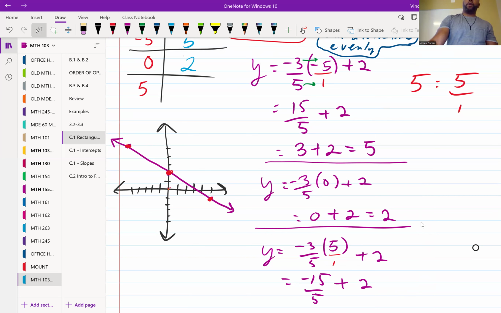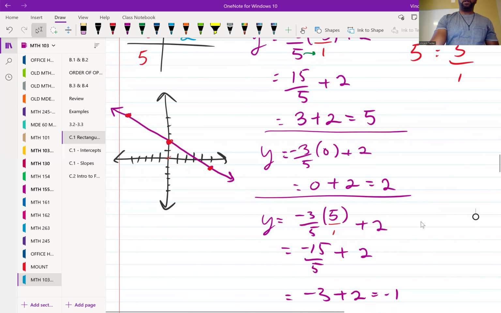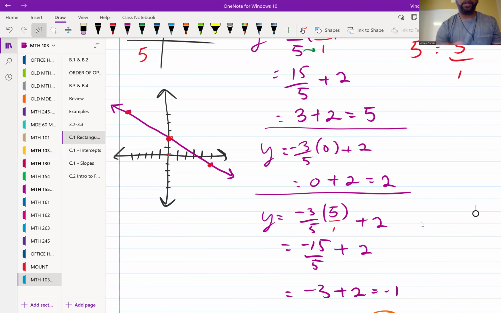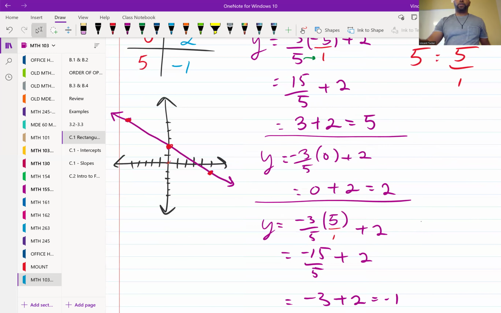All right, for the last one, we're plugging in positive 5. That'll end up being negative 15 over 5 plus 2. Negative 3 plus 2 will give us negative 1. So make sure we are okay with calculating those 3 points before we graph.